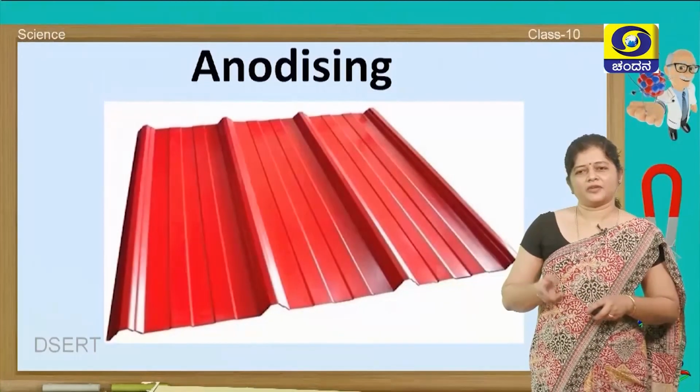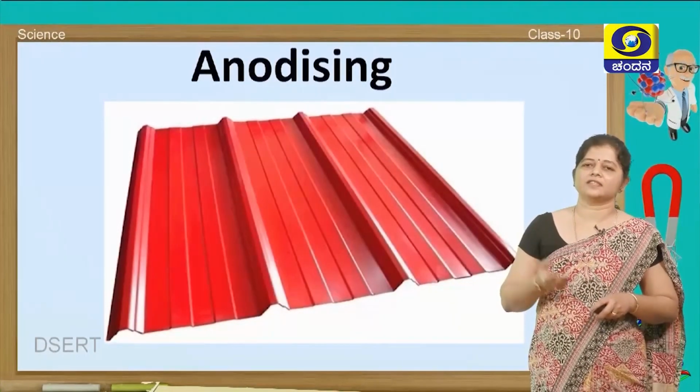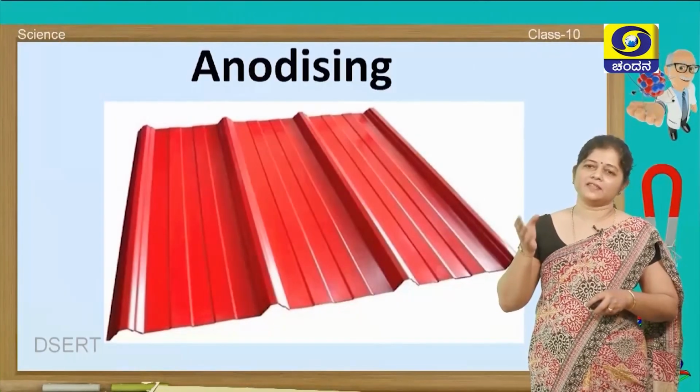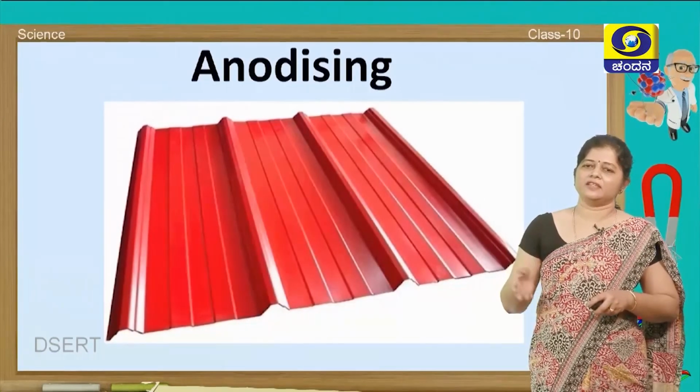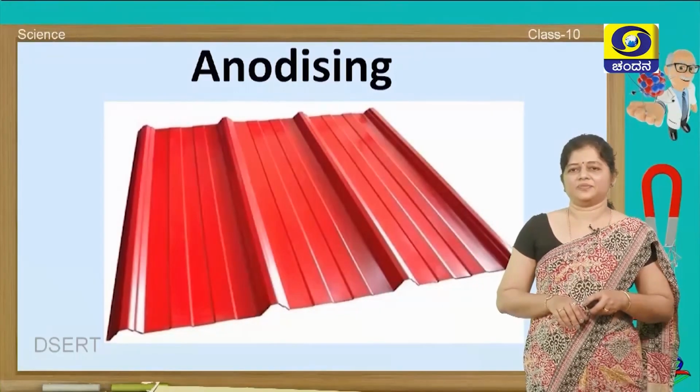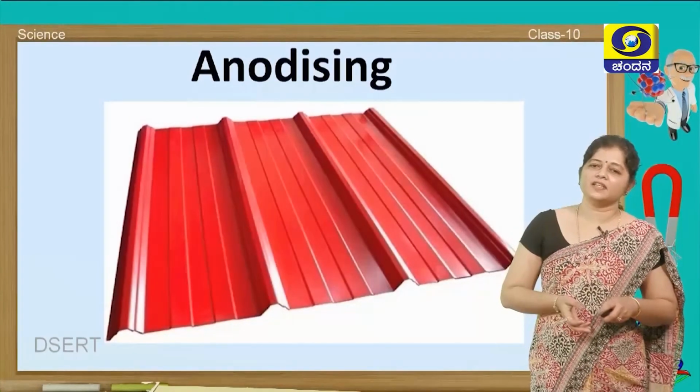Another one is anodizing. This you have already learned: it is the formation of a thick oxide layer of the metal over that metal again. So, this also prevents further corrosion.